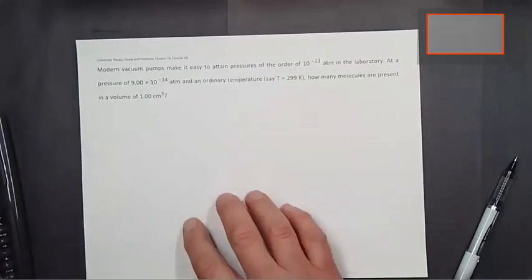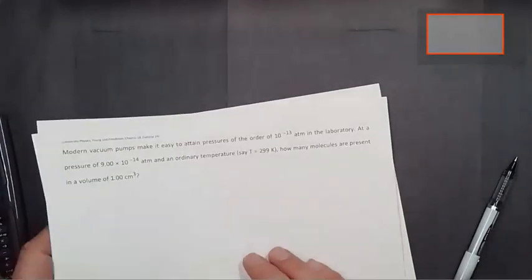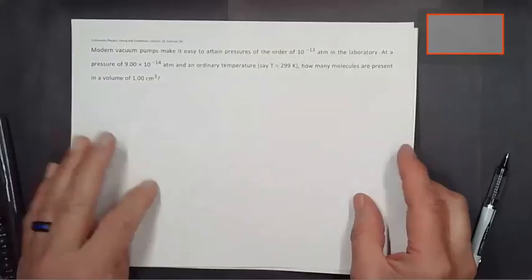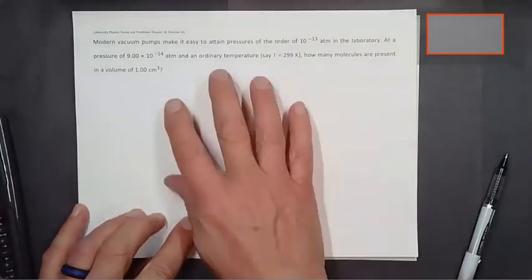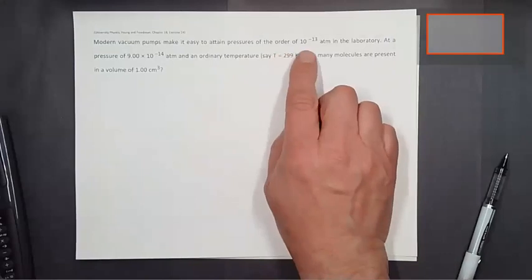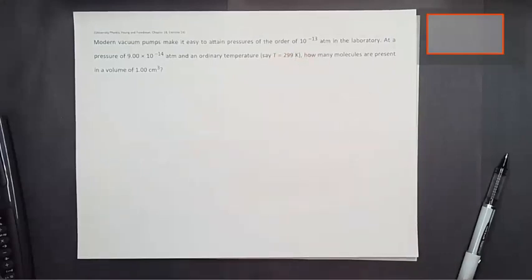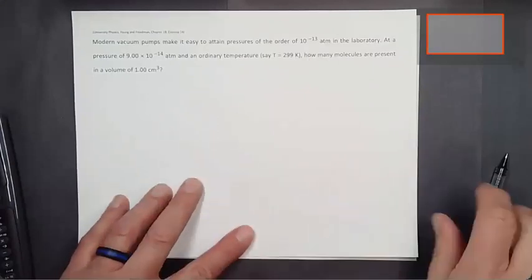Okay, couple more of these. Modern vacuum pumps make it easy to attain pressures on the order of 10 to the minus 13 atmospheres in the laboratory. I can't remember, when you take a tour of LIGO, which I'm hoping we'll be able to, they talk about the amount of vacuum that they have in the tubes that the laser is shining through, and it's a pretty good vacuum.